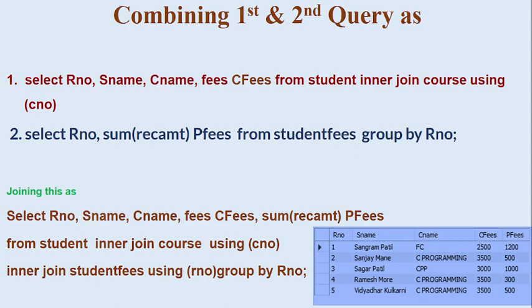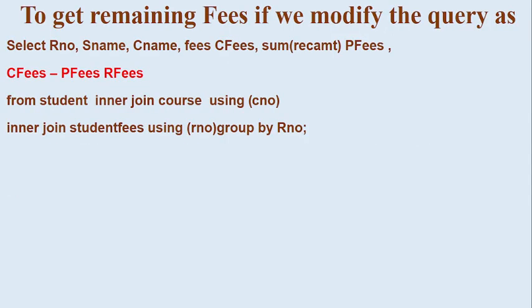Now we want the remaining fees, that is, course fees minus paid fees will be our remaining fees, which is what we want to display. So to get the remaining fees, select roll number, student name, course fees as C fees, sum of receipt amount as P fees, and then we use C fees minus P fees as remaining fees. The rest of the part is the same, just this data minus this data gives us the remaining fees.